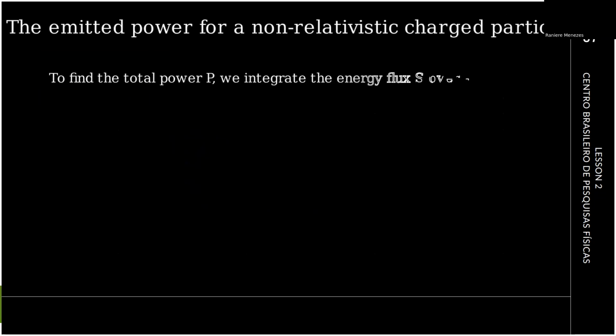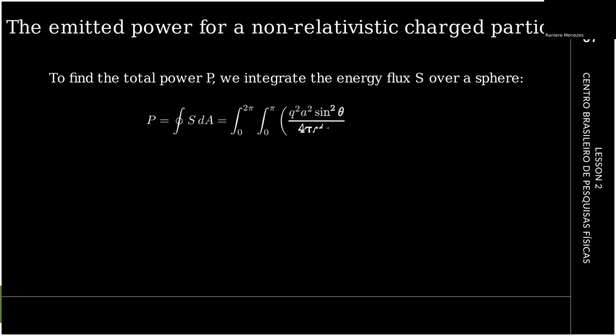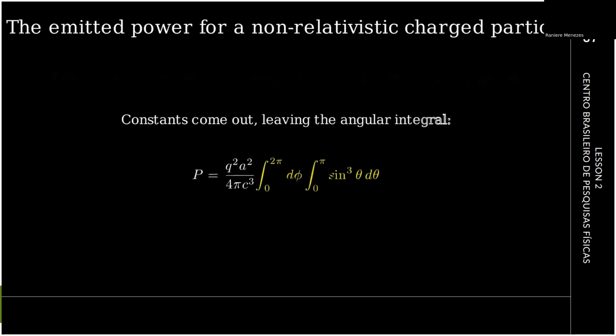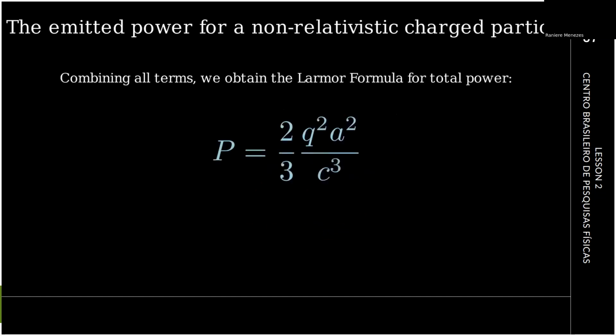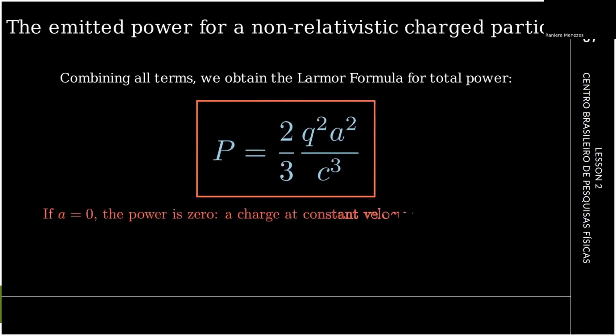Okay, so to find the total power, we can integrate the previous result over a sphere. This is the result we have with a sin squared here. We can separate only the geometric, or the spherical, component. The result of these integrals here is 8 pi over 3. And maybe it's going too fast. Let me go back a little bit.